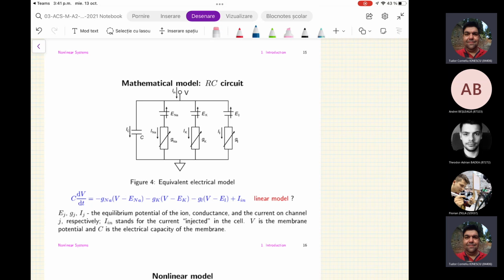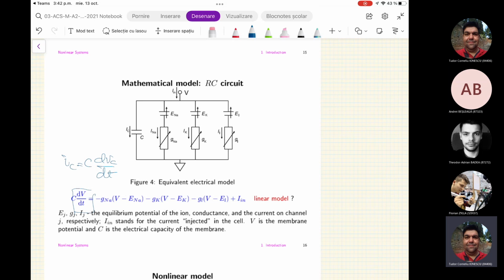So the model, if you can see here, this is a capacitor law, right? You know that the current through a capacitor is C times the derivative of the capacitor voltage. C is the capacitance. And you have this model.